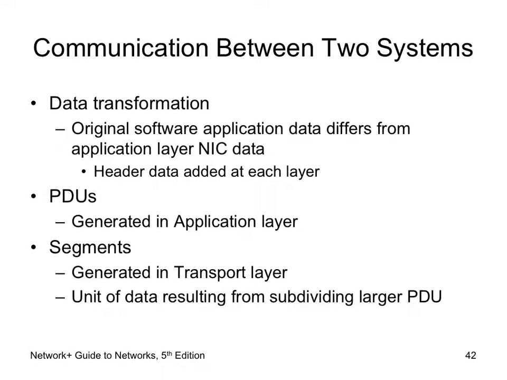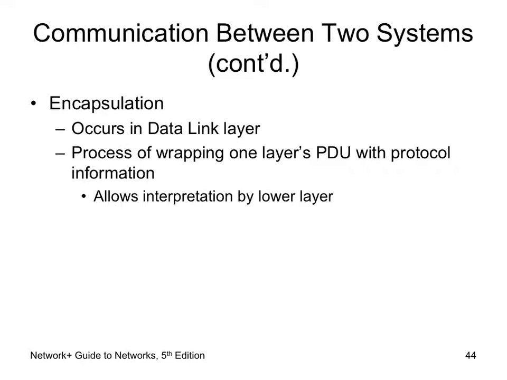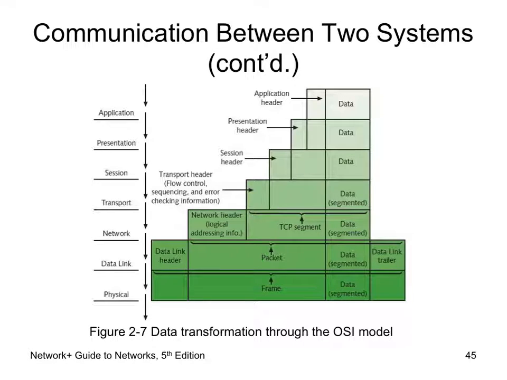The PDUs are generated at the application layer. Segments are generated in the transport layer, basically dividing data into larger PDUs, a unit of data. Packets represent the data itself, having logical addressing of where it came from and where it's going. Frames generated in the data link layer have several smaller components or fields. So I'm going to continue on here, and you can see on this one how layers do overlap some as they go across the OSI.